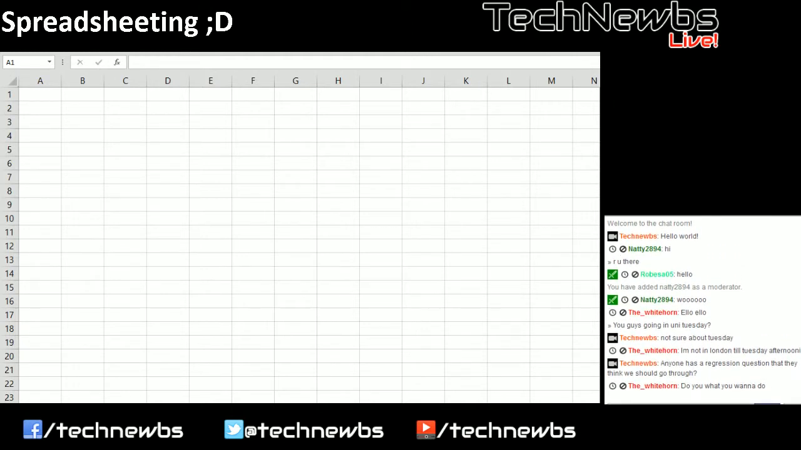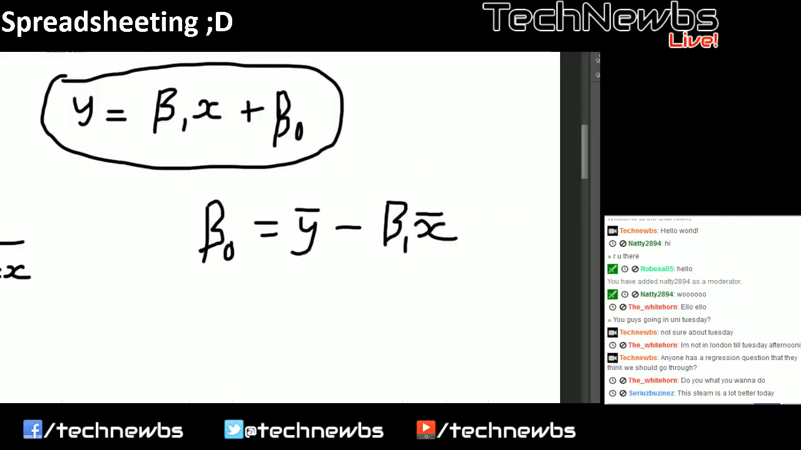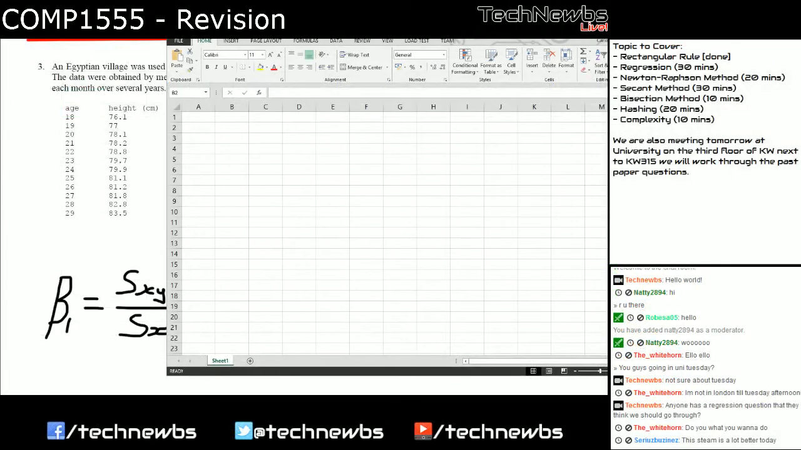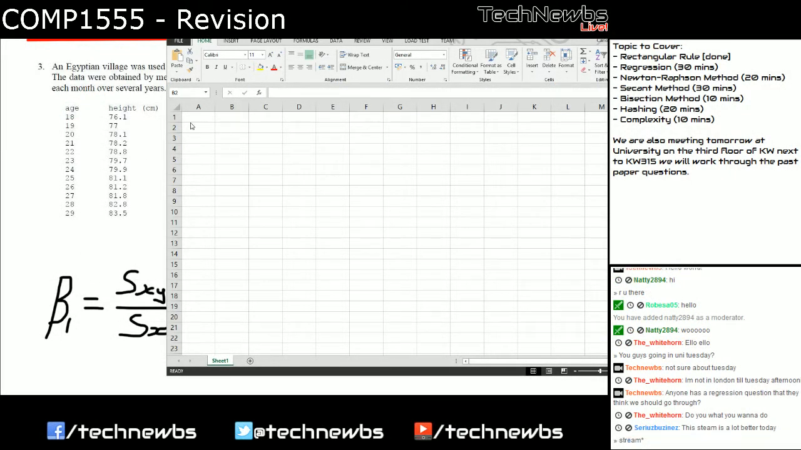Okay, so we're doing regression. So the first thing we've got to do is create a table. So we have to plot the values of x and y into a table. The x will obviously be the age, because it's the one that keeps on continuing. So let's do this up to 29, and then the y values will be the heights.